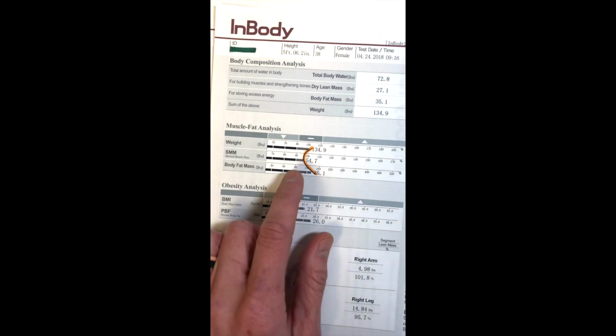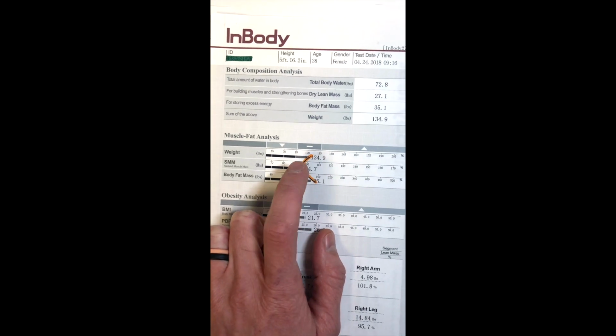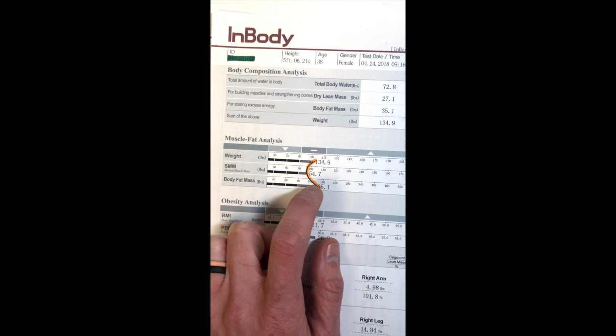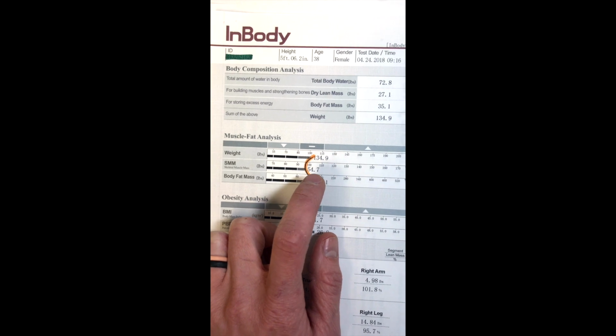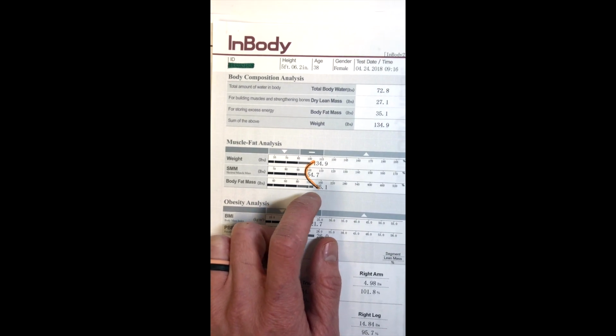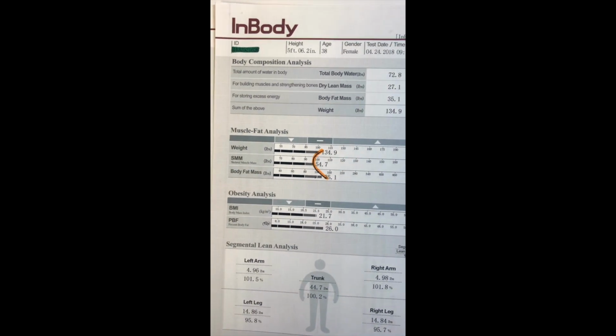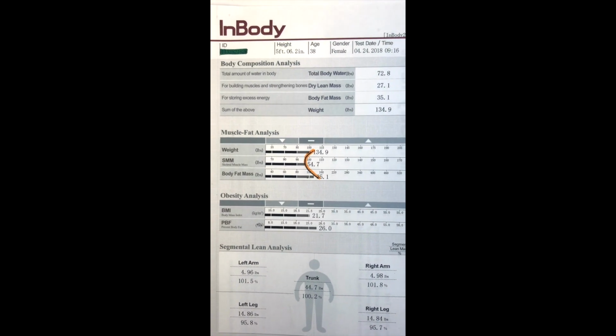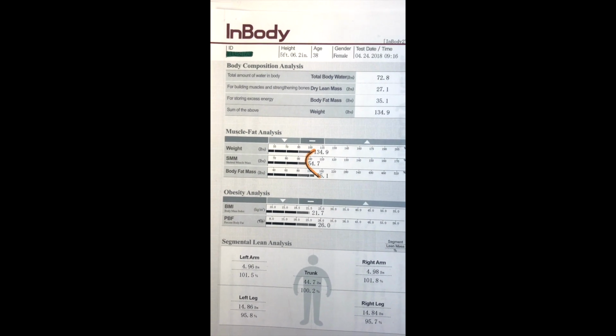But basically, for her weight, she's right in the average at the 100% mark. That's great. Skeletal muscle mass, again, in the middle, and her body fat mass is also average. So she came to me in a pretty good spot, but she really wanted a more muscular build as opposed to being kind of the highest in fat.